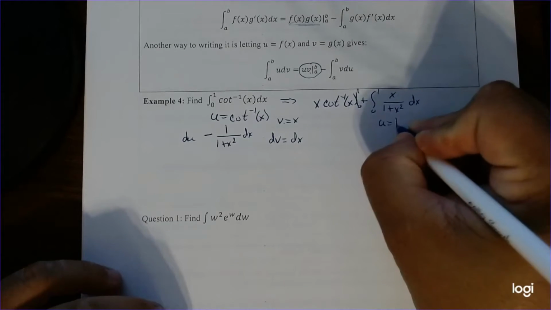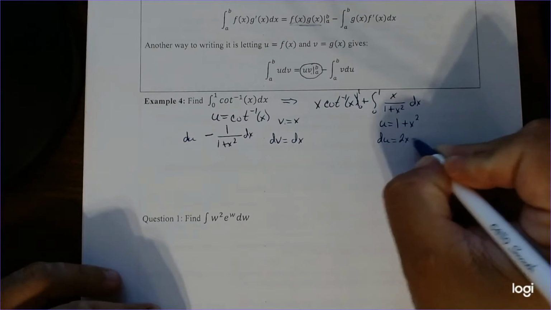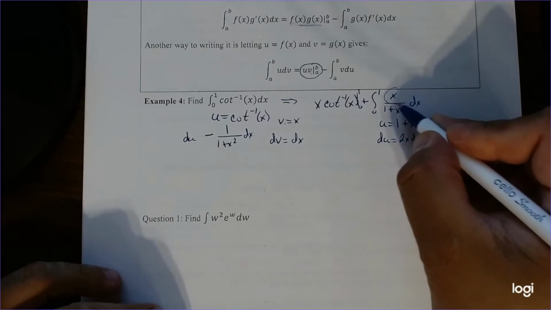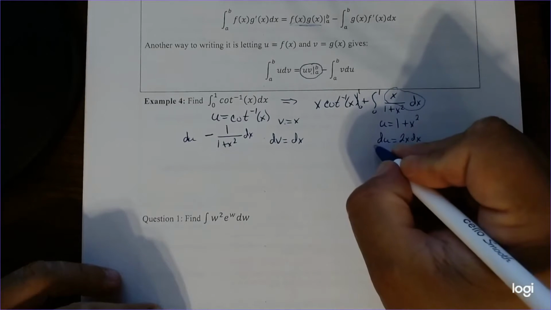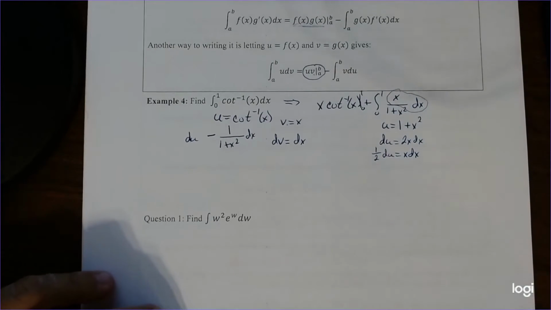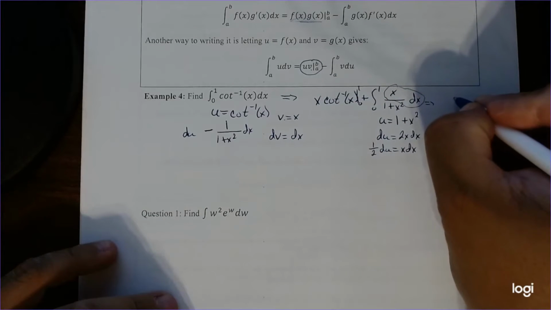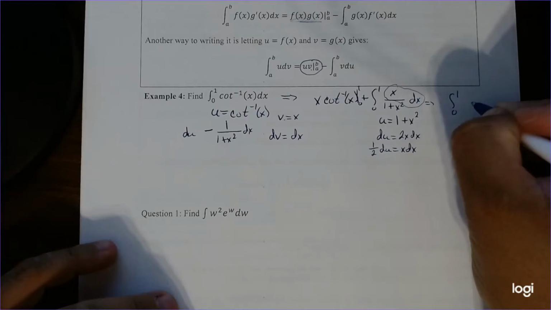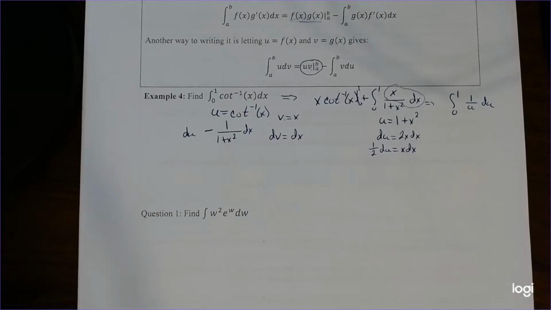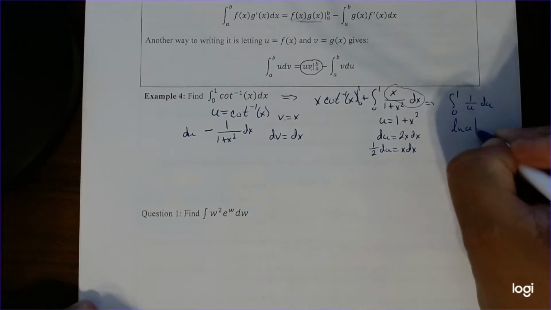So let u equal this whole thing at the bottom. Therefore du is going to equal 2x dx. And all we need is the x and the dx, so cut this in half. We get that. So this integral ends up being the integral from 0 to 1 of 1 over u du. And we know what that is, right? The integral of 1 over u is just natural log. So this ends up being natural log of u.